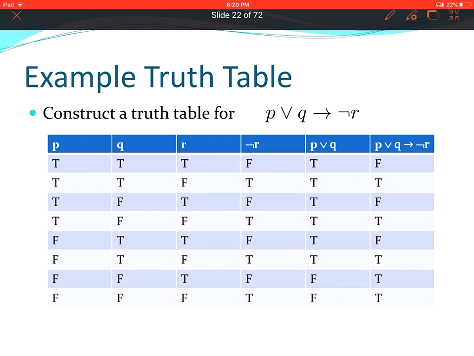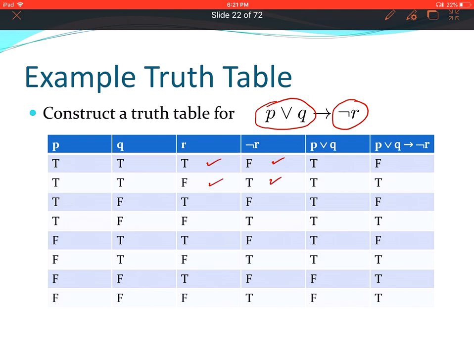And so now what we're going to do is create intermediate columns for some internal compound propositions. We'll do a column for the negation of R and a column for P or Q. For the negation of R, it's just going to be the negation of every value of R. So if R is true, false, true, false, true, false, then the negation of R will be false, true, false, true, false, true, all the way down.